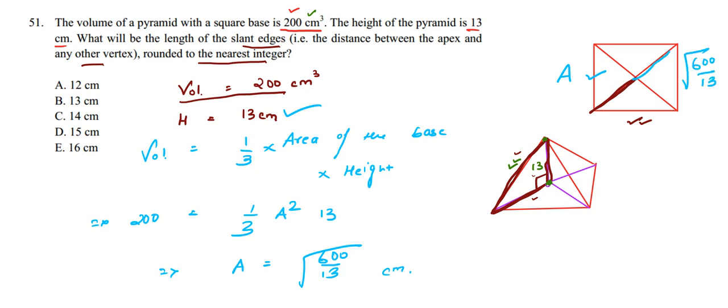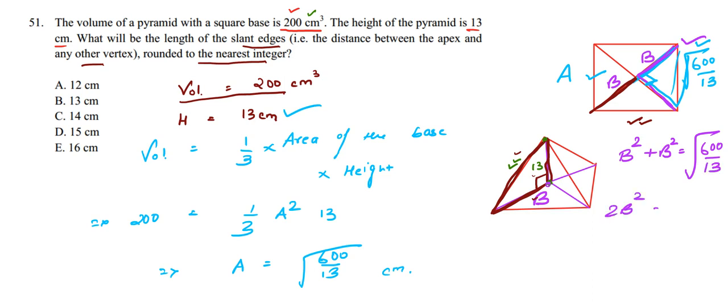From this we can find the half of the diagonal. We have a right angle triangle here, and the hypotenuse is given. Now let's check the sides. Let the half of the diagonal be B. So this is also B, hence this base is B in this triangle. Let this be height, perpendicular, let this be base. So B square plus B square will be equal to the hypotenuse squared, that is root over 600 by 13 squared. So this will be 2B square equal to root over 600 by 13.